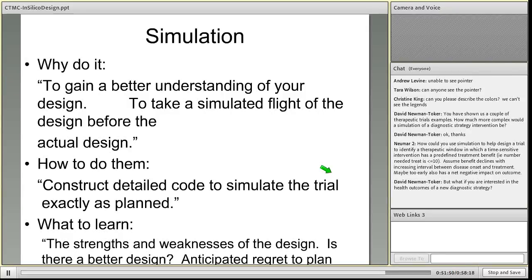How could you use simulation to help design a trial to identify a therapeutic window in which a time-sensitive intervention has been effective? Suppose your therapy were a time from onset of injury, which may be an emergency room aspect. It may be a traumatic brain injury. It may be stroke. It may be some other aspect where it's critically important, like TPA, to get in there quickly. You can design your trial, and this is usually referred to as an enrichment trial.